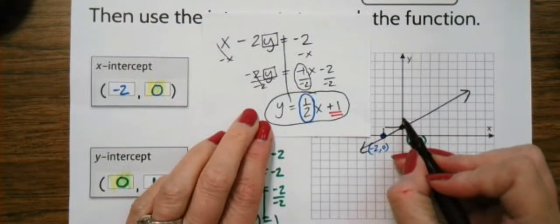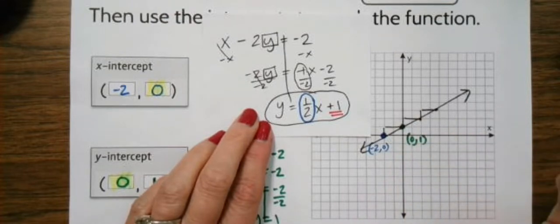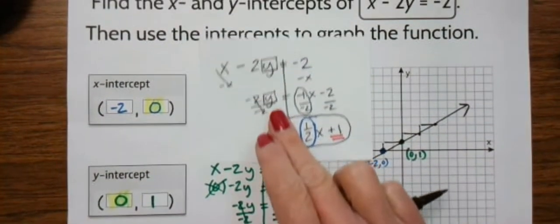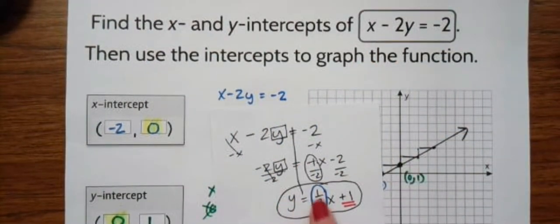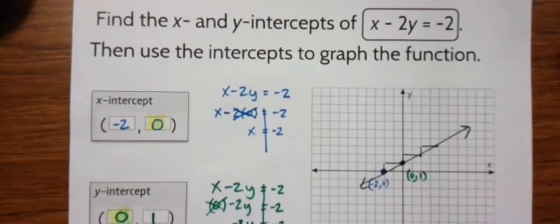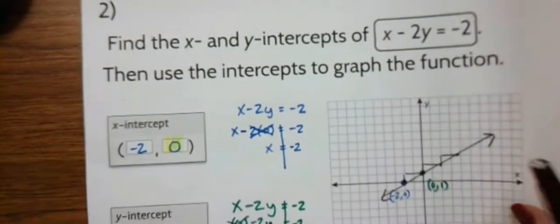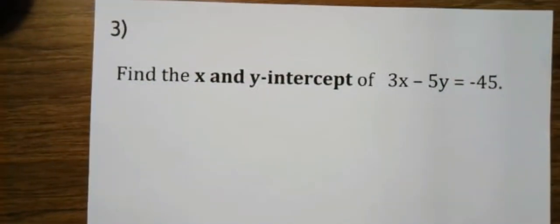Up 1 over 2, up 1 over 2. Absolutely is. See how cool is that? Even though we're graphing using intercepts in standard form, it's the exact same line as if it were written in slope-intercept form. Pretty neat. All right, example number 3.